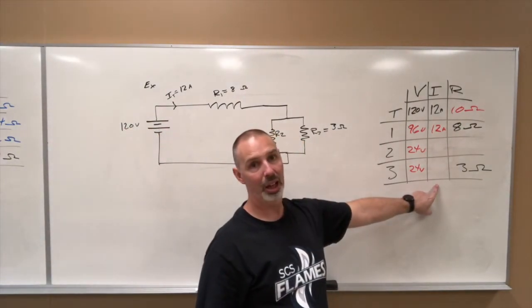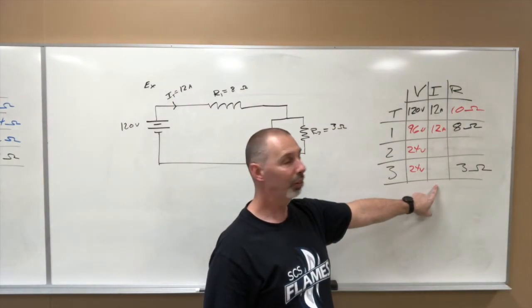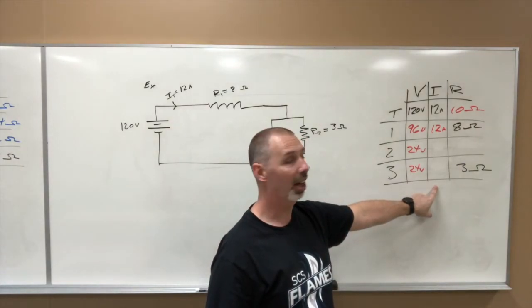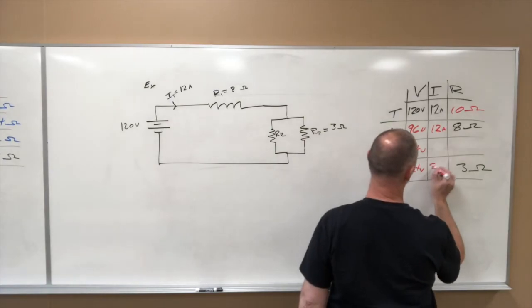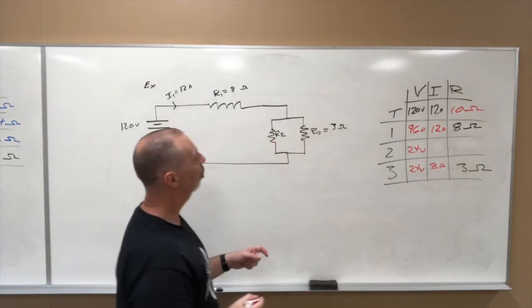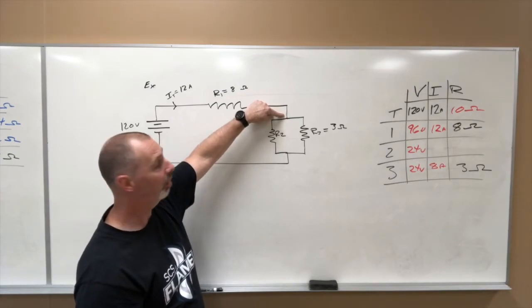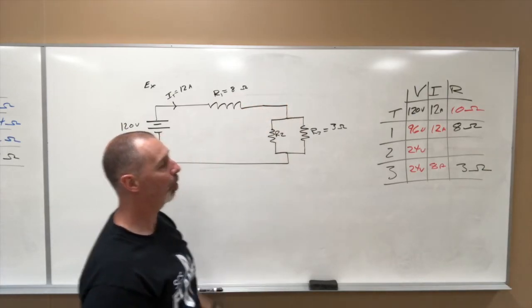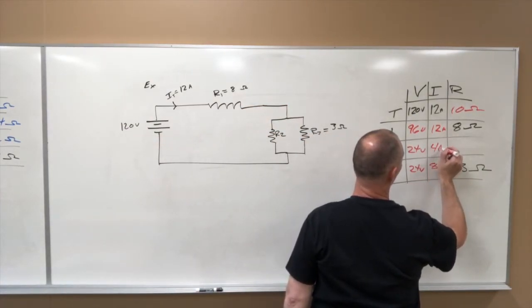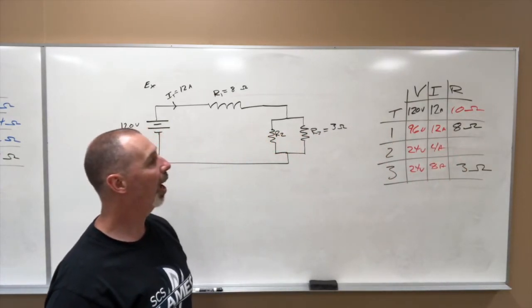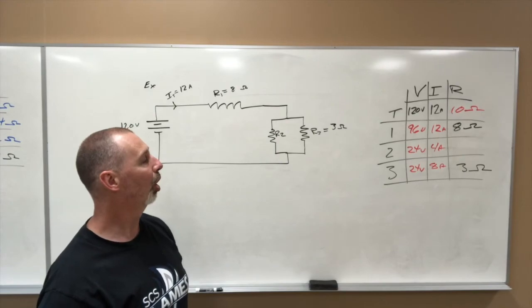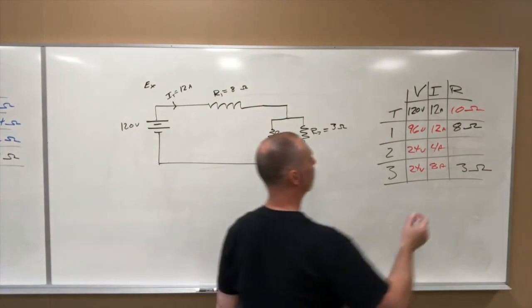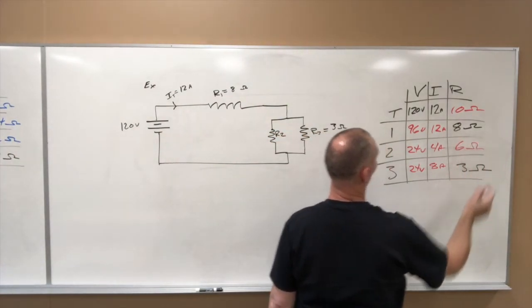That allows us to find I3, the current flowing through the third resistor. So 24 divided by 3, I equals V over R, and that gives us 8 amps. And if I look back at my circuit here, if I have 12 amps coming into this joint and I have 8 amps going one way, Kirchhoff's current law says that I must have 4 amps going the other way. So this becomes 4 amps, because 8 plus 4 has to add up to 12. And then the final piece is the resistance of R2, and that will be, again, R equals V over I. So 24 divided by 4 is 6 ohms.